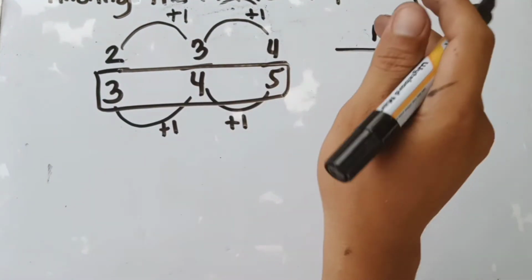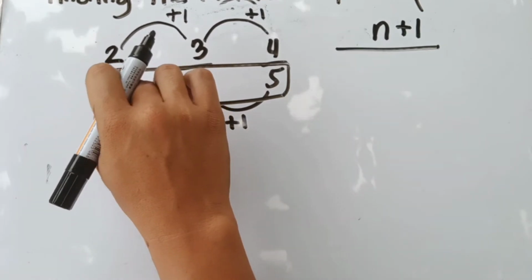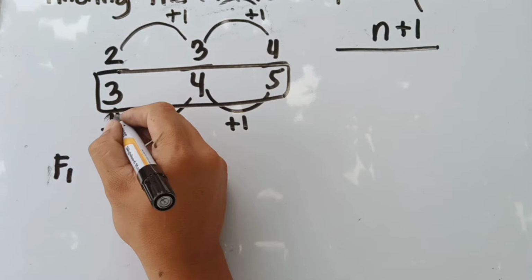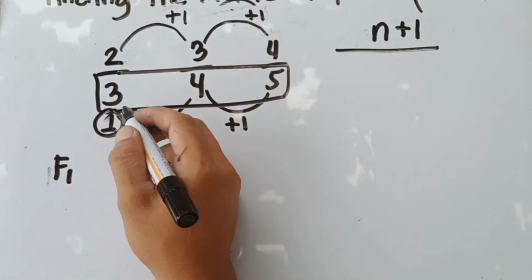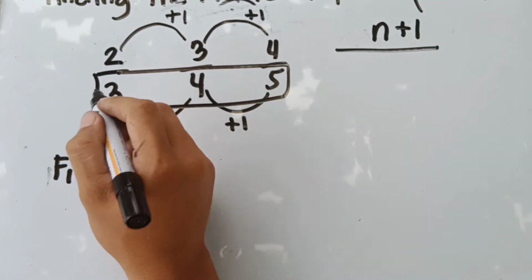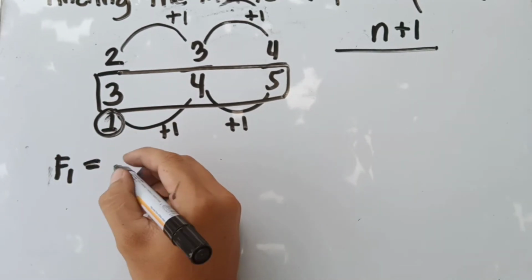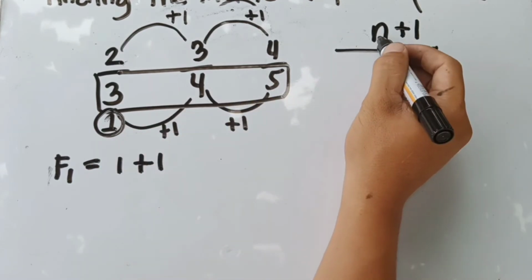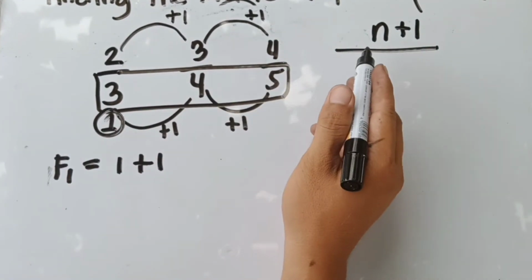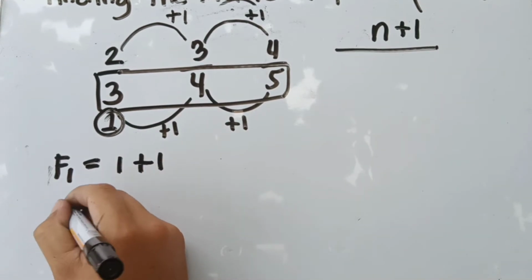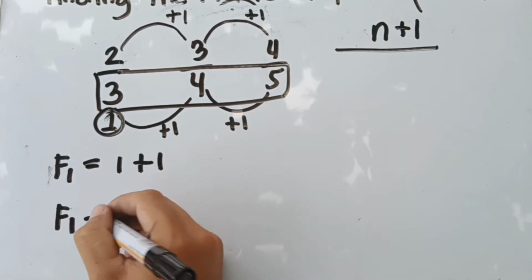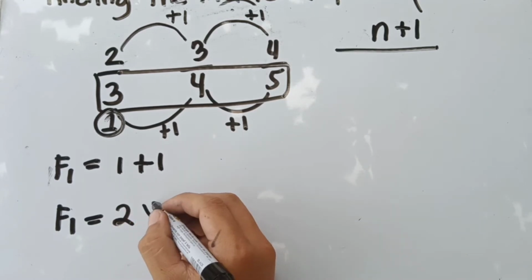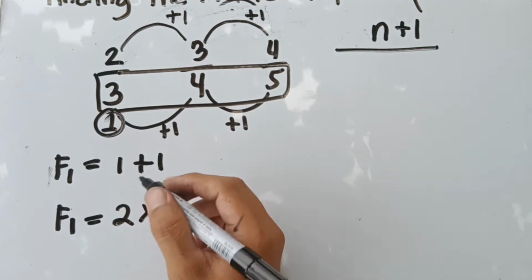So let us try this rule to our denominator. So we are going to check for the first term if we can get the value of 3. So we have f sub 1 is equal to 1 plus 1. So we are going to substitute 1 for n. So we have 1 plus 1. So our first term for the denominator is 2. So it is wrong.